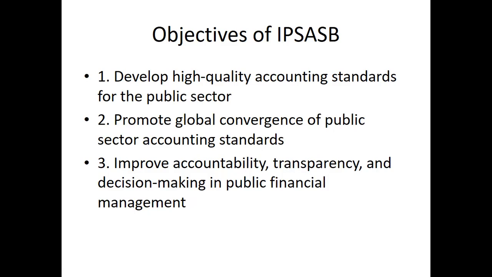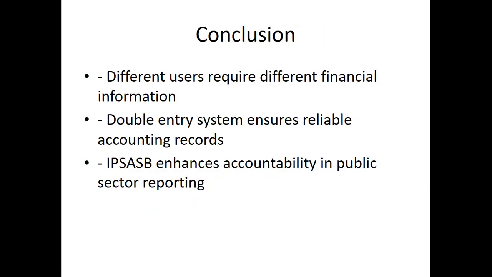The last point is to improve accountability, transparency, and decision-making in public financial management so that everything is transparent. The quotations, the productivity, the suppliers, everything is seen. So whenever you are reporting that in your financial reporting, there is accountability, whereby you state how the funds have been accumulated or how they have been spent. That was the last question on question number 5.